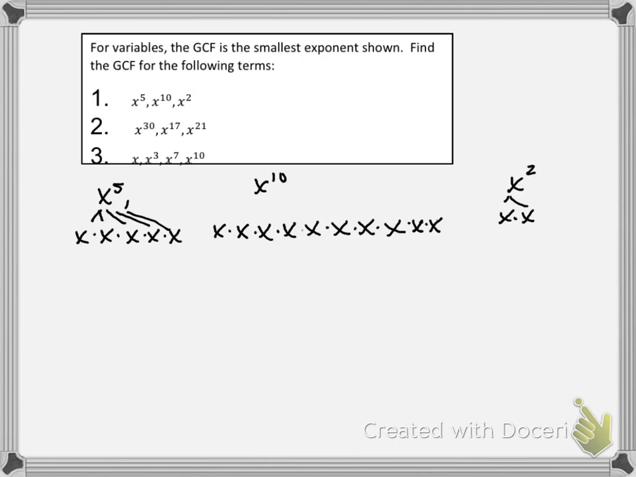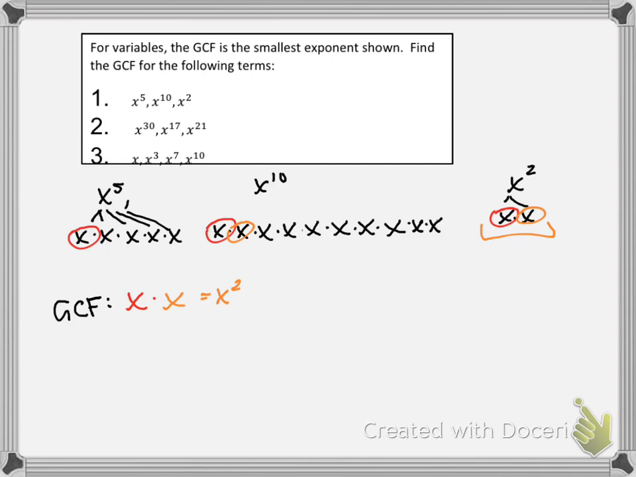Okay, so as we build our GCF, we can take one x from each place, so that gives us an x. We can take another x from each place. Again, at this point, we've exhausted our smallest term, so our GCF is x squared. Now, hopefully you can see that there is limited utility in trying to go through that every time.